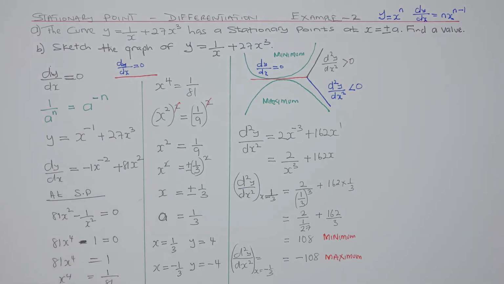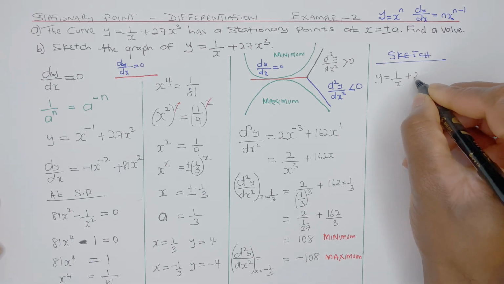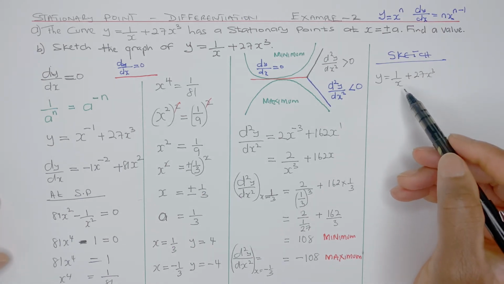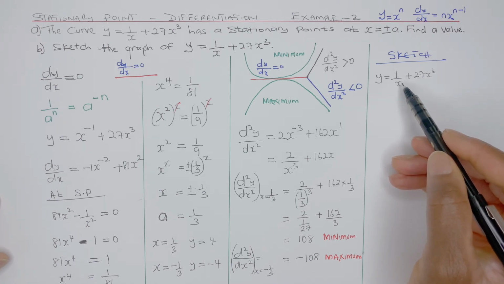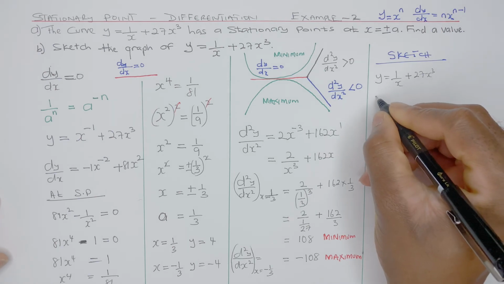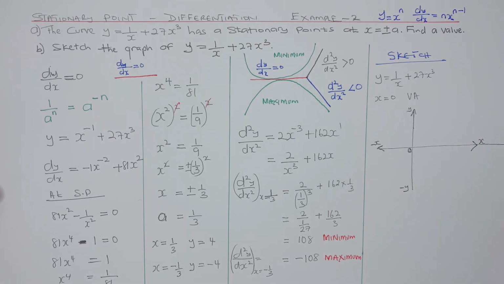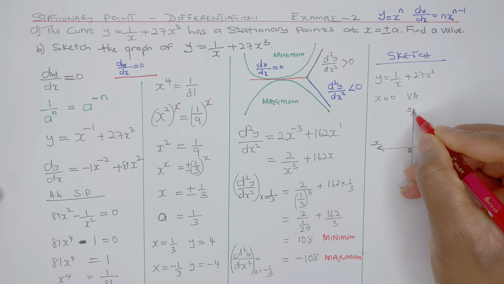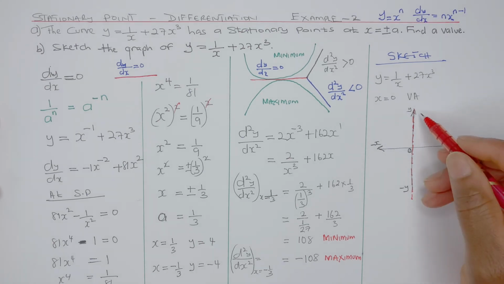We can now sketch for part B what the curve looks like. We know the function is y equals 1 over x plus 27x cubed. First of all, 1 over x has a vertical asymptote because x cannot be 0. If x is 0 here, then 1 over 0 is undefined. So when x equals 0, that's the vertical asymptote. Sketching this curve, the line of asymptote is x equals 0, the y-axis. That means the curve will approach it but never cross it.